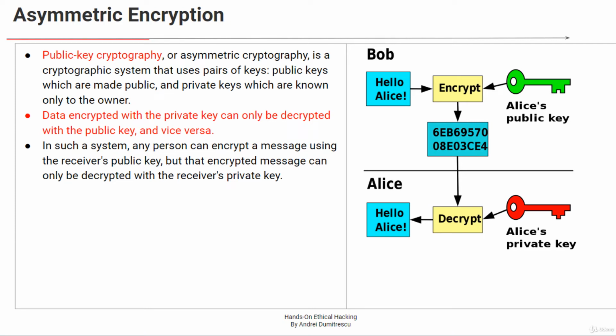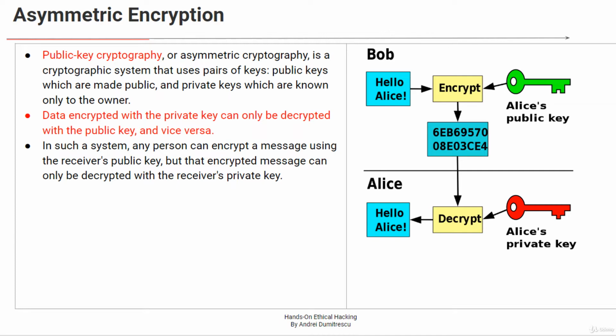Public key cryptography, or asymmetric cryptography, is a cryptographic system that uses pairs of keys: public keys, which are made public, and private keys, which are known only to the owner. The public and the private keys are related, and there isn't a known way to generate the private key from the public key. Data encrypted with the private key can only be decrypted with the public key, and vice versa.